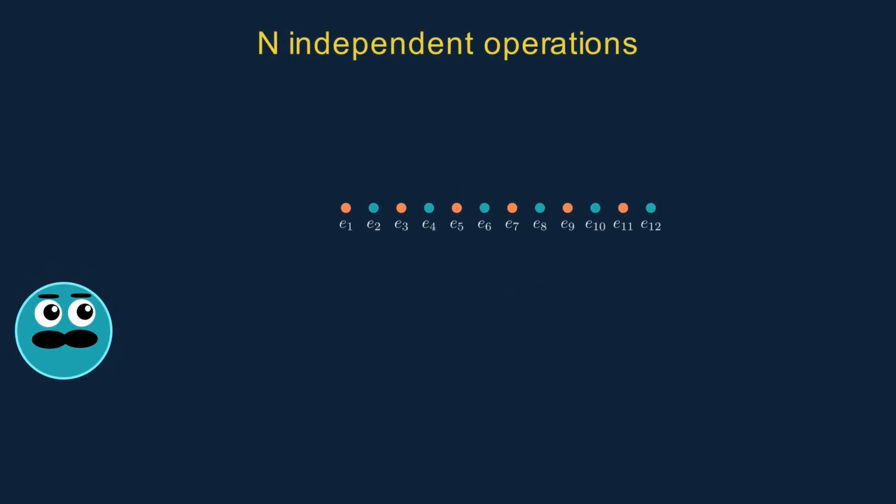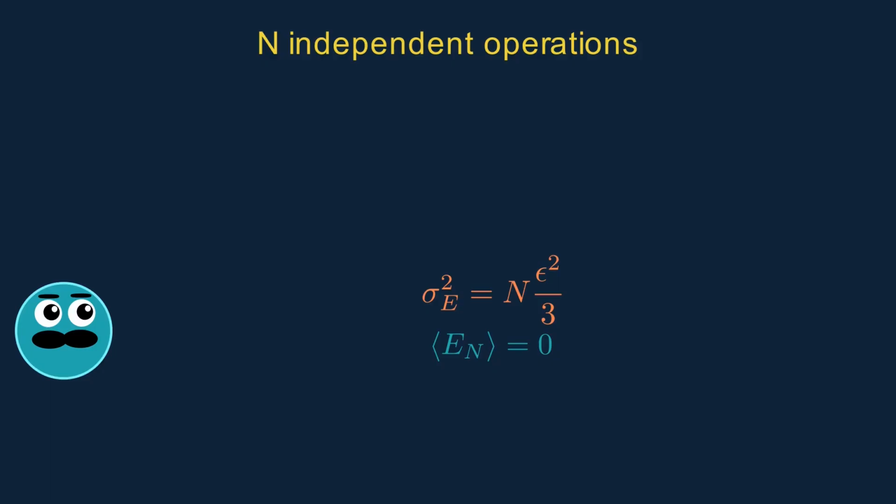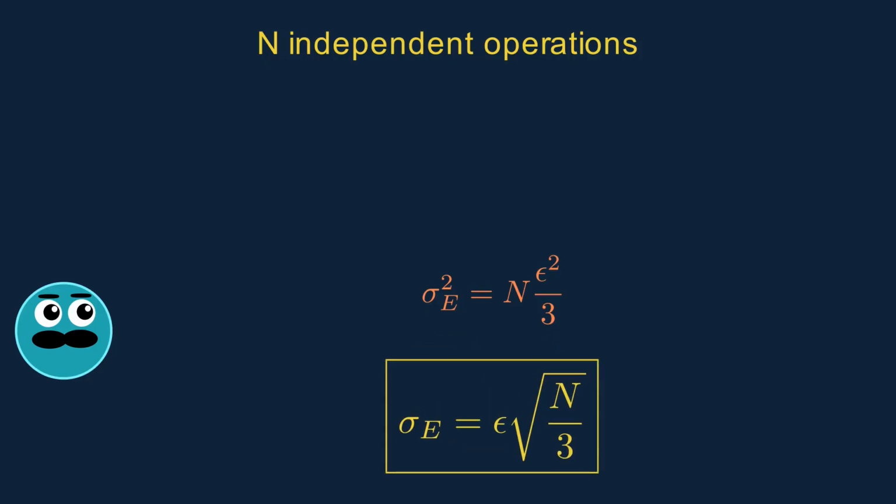Now, suppose we do n operations, with each one adding one small independent rounding error. The total error is the sum of all the rounding errors, and since the average of each error is 0, the average total error is also 0. So the result does not drift up or down on average, but the variances add. So after n operations, we get n epsilon squared over 3, and with that the standard deviation is epsilon square root of n over 3. And this is very similar to the random walk from before. The only thing that changed is the constant. The square root of n is still there.